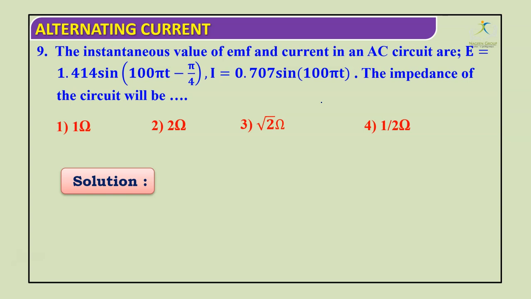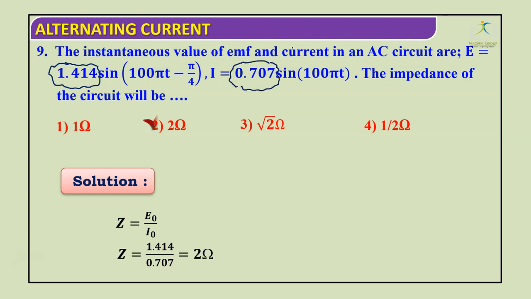The solution which we have, Z is equals to E naught by I naught. So Z is equals to 1.414 by 0.707, which is the value of E naught, as you can see over there, and the value of I naught, this will be this. So the correct answer is 2 ohm.